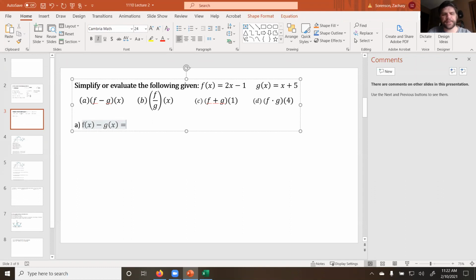So f of x is 2x minus 1, g of x is x minus 5. It's always a good idea to put parentheses around the function, so we make sure that we distribute the negative. So I get 2x minus 1 minus x plus 5. And then I just combine my terms. 2x minus x is x, negative 1 plus 5 is 4. That's my answer. It's x plus 4. I'm just left with that.